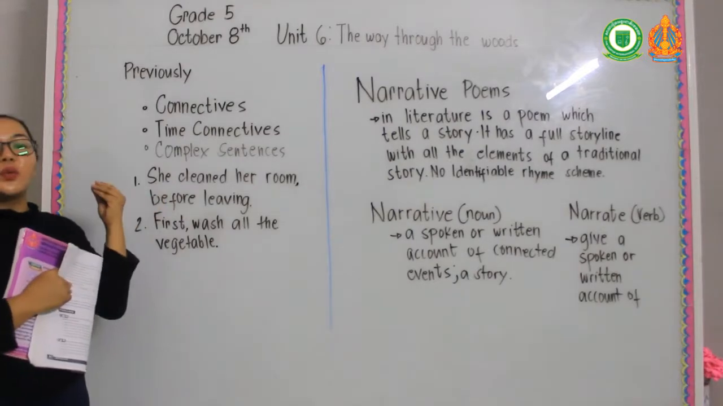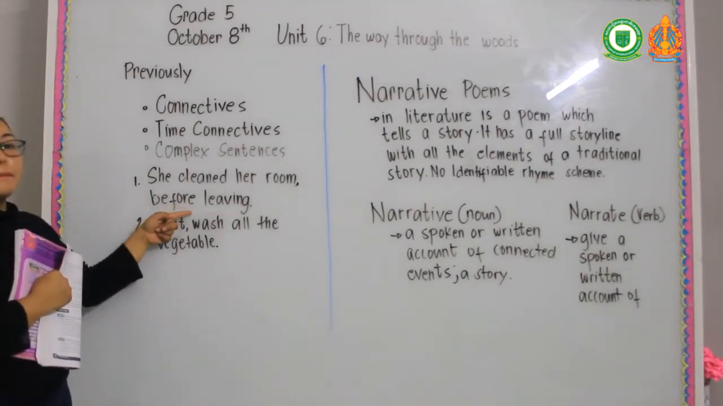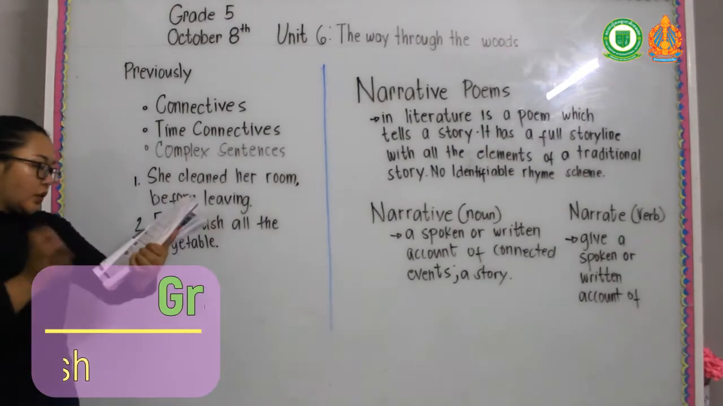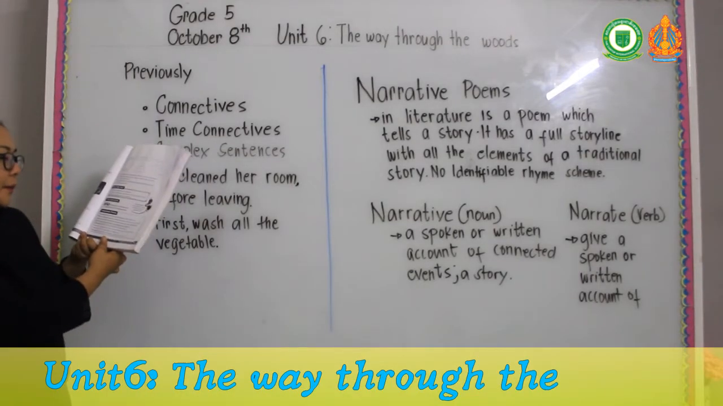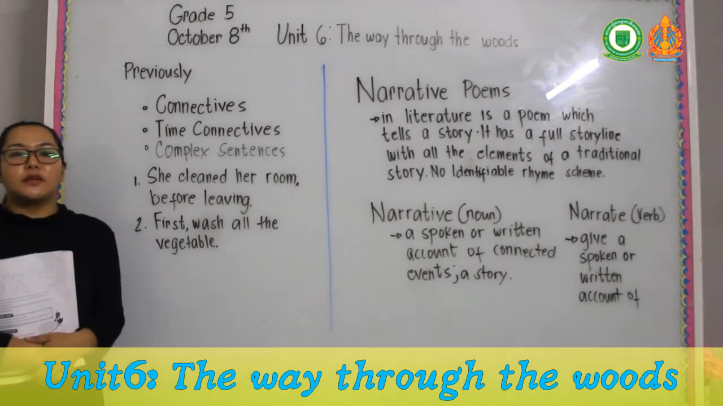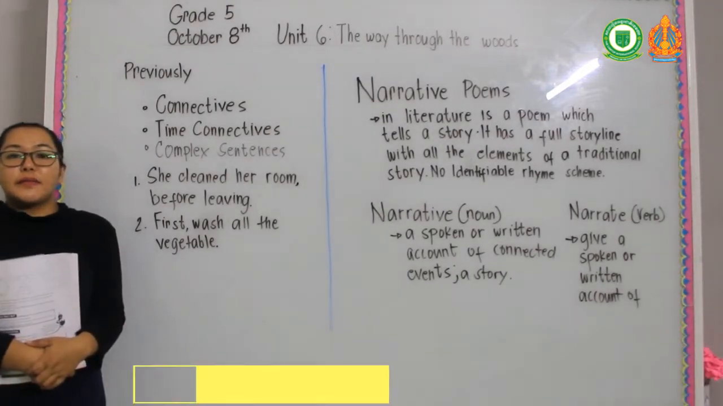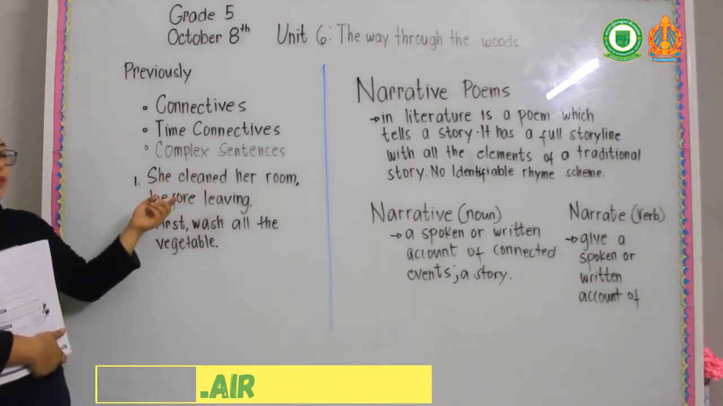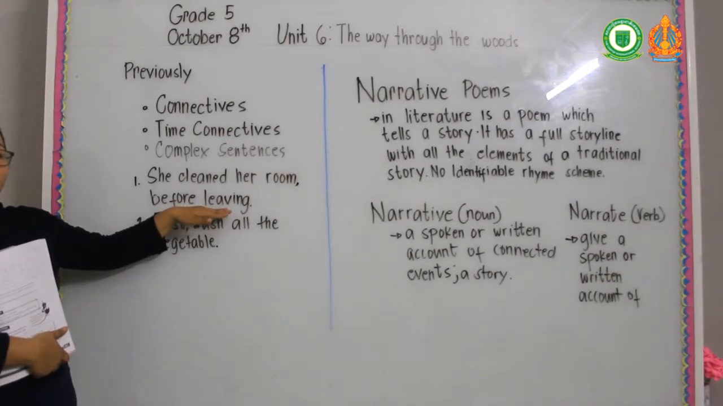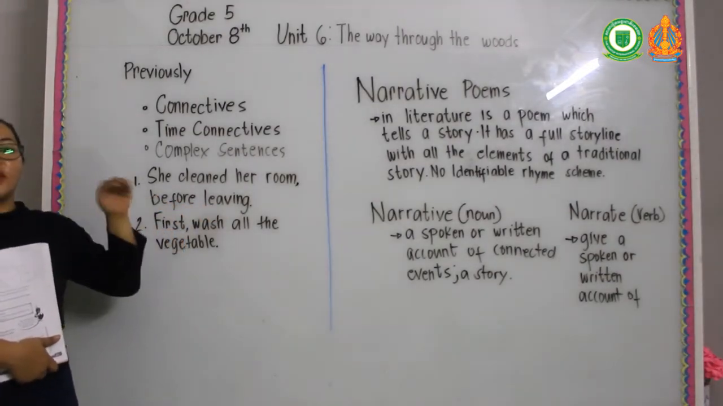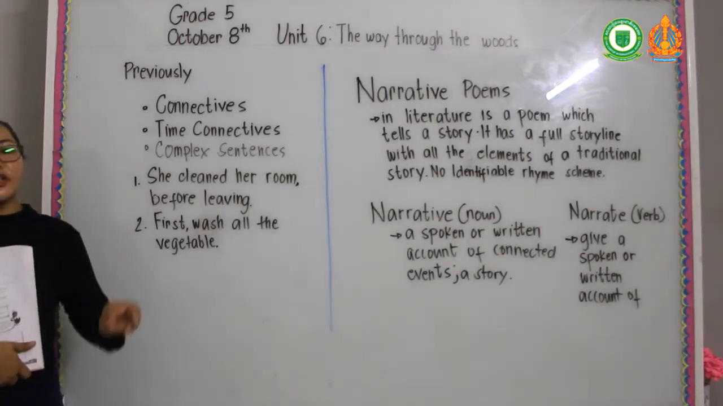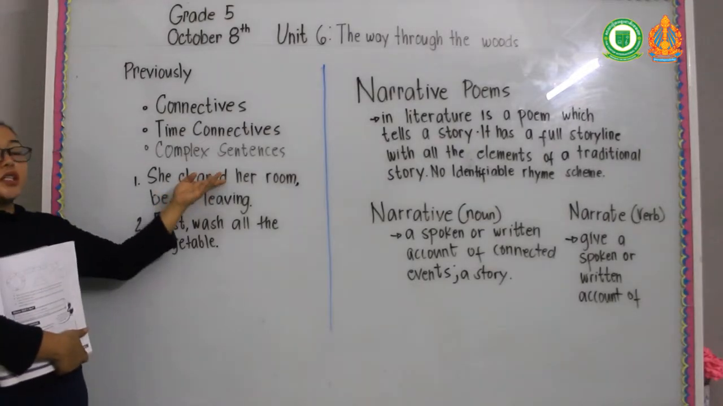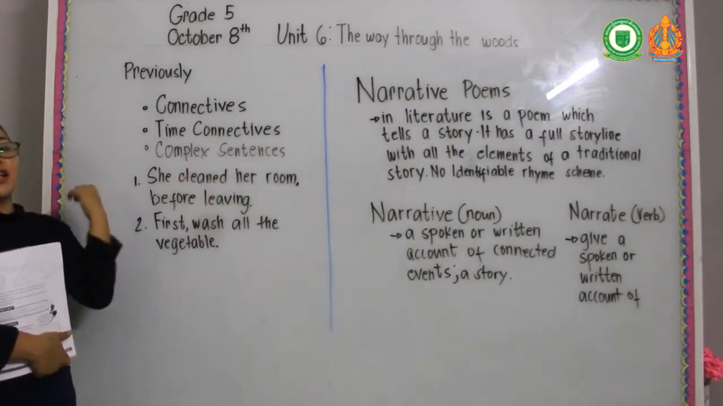The time connective here is the word before. Before is an example of a word which we normally use when we are trying to tell someone when something happened. So what happened before leaving? She cleaned her room. Meaning that before she left, she cleaned her room first. Not during, not at 8 o'clock, not at noon. It is before leaving that she cleaned her room.